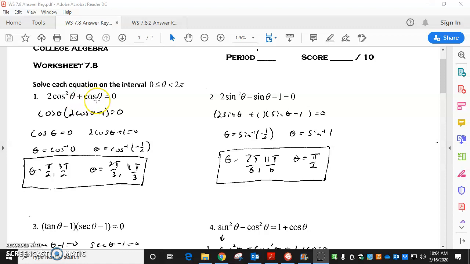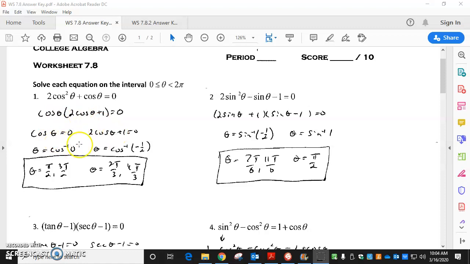This is a quadratic where the constant term is missing. So it's just cosine squared plus cosine. There's no constant. To solve a quadratic like that, you just need to factor out the cosine. There's a common cosine that can be factored out. Once it's factored, you have two things multiplying each other that equal 0. So either this equals 0 or that equals 0.